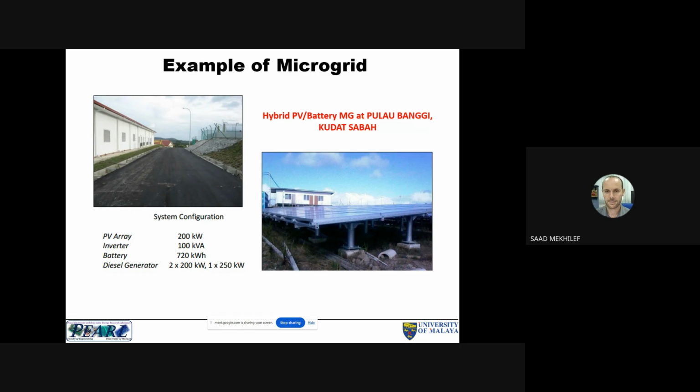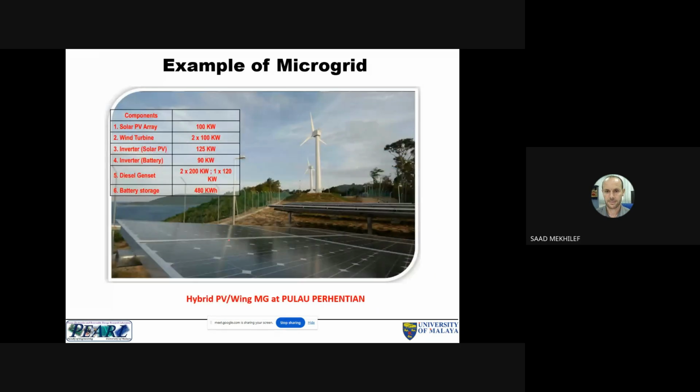Another example, which also consists of a battery and a PV array of around 200 kilowatt peak. The inverter is 100 kilowatt. The battery is 720 kilowatt hour, and then we have 2 diesel generators of 200 kilowatt and one at 250 kilowatt. So this is another example of existing microgrids.